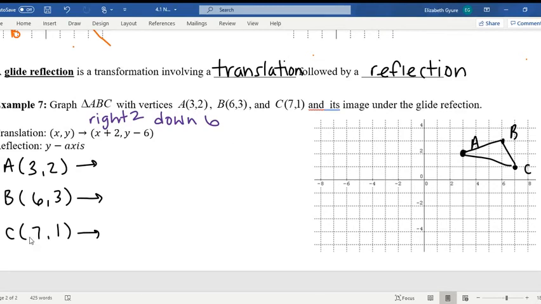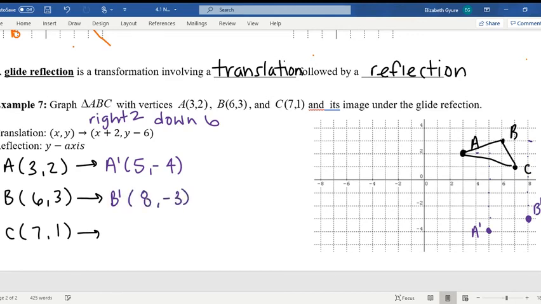Now, could you do that on the picture? Yes. Could you do that with your points? Yes. I don't care which way you like to do it first. My guess is most of you are going to prefer counting. Okay? So from A, I'm going to go right 2, so that's 1, 2, and then down 6: 1, 2, 3, 4, 5, 6. And my A prime, make sure you label it, should end up at (5, -4). Then from B, I'm going to go right 2, down 1, 2, 3, 4, 5, 6. B prime should end up at (8, -3).